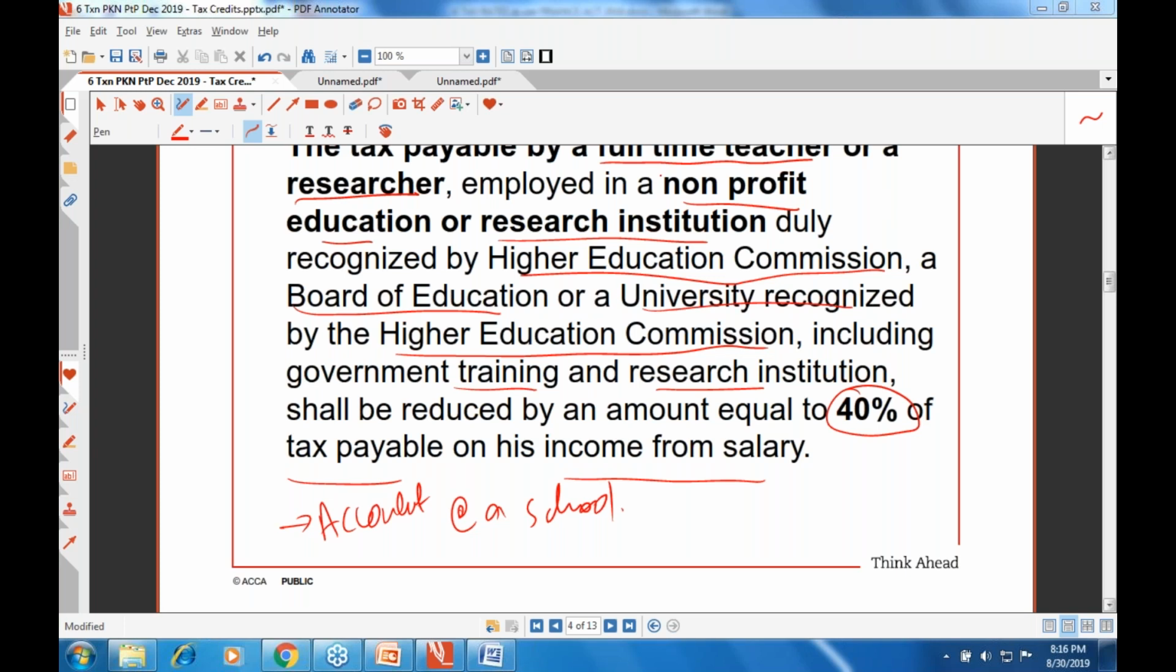A lot of people would be wondering what sort of research institution this means. You might have heard of KRL, Khan Research Laboratory. A lot of universities have their own research departments. So even if you're working with a university in the research department, that means you're working as a full-time teacher or full-time researcher.